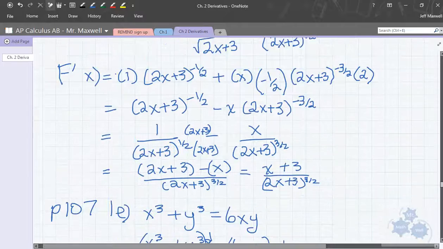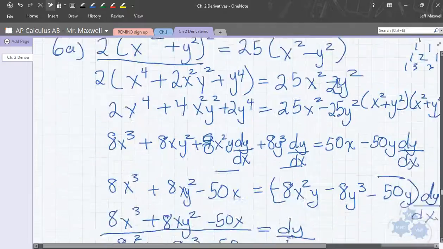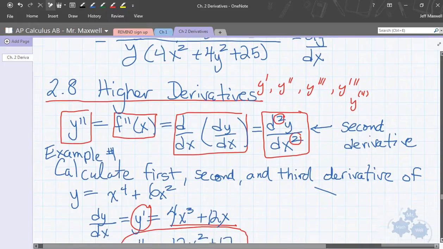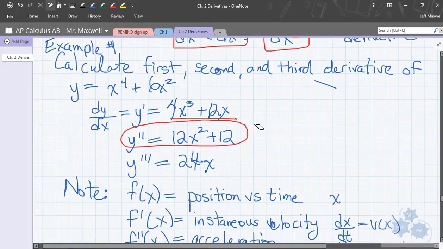Yeah, that's implicit. Then we talked about higher derivatives, right? That was 2.8, and I'm just going to skip down here. Higher derivatives, 2.8. Higher derivatives like y double prime, y triple prime, okay? And the easy thing about this is to find y double prime, you simply take the derivative twice. It's just exactly like you would think it should be. You take the derivative of the function, then you take the derivative of the derivative. It's super easy.